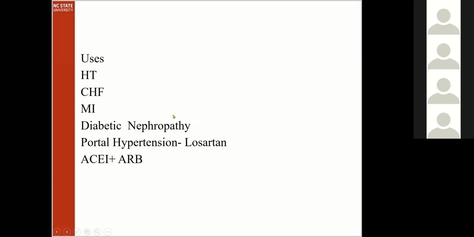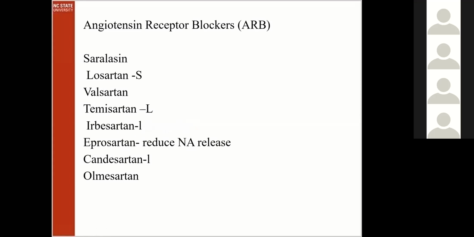Okay, so that was about ACE inhibitors. Now, since we have already studied all the actions of ACE inhibitors, it is easy to study ARBs, that is angiotensin receptor blockers. Only the names we have to remember. The first one was saralasin, but these are the drugs that are used nowadays: losartan, valsartan, telmisartan, all sartans. Then irbesartan, eprosartan, candesartan, olmesartan.